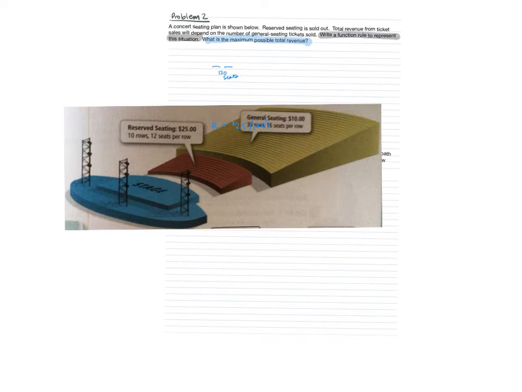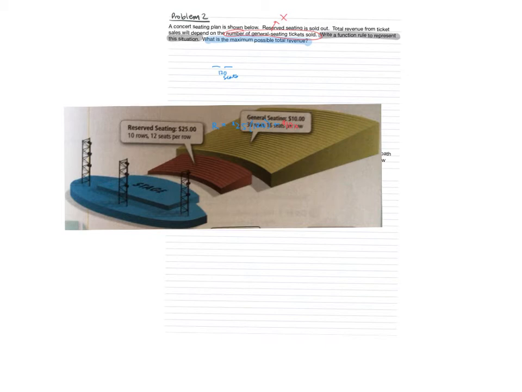And then this is going to depend on the number of general seating tickets sold. So this is what's changing. This is what we don't know. So let's make that x. Okay, and then that's going to be $10 times x. All right, and that's the revenue.